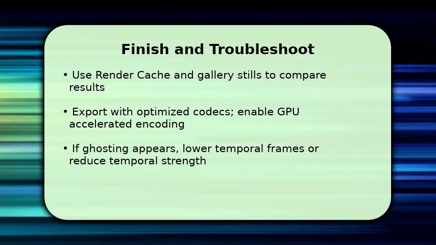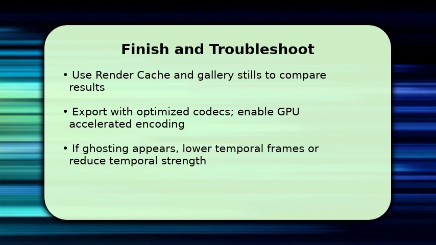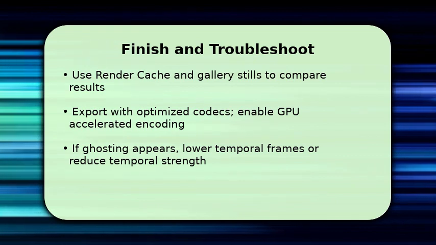To finish, enable render cache and play the clip at full quality to confirm results. Create gallery stills for quick A/B checks. When satisfied, go to Deliver, pick an optimized codec, and ensure GPU encoding is enabled for speed. If you need to deliver higher detail, consider rendering intermediate files and rechecking.